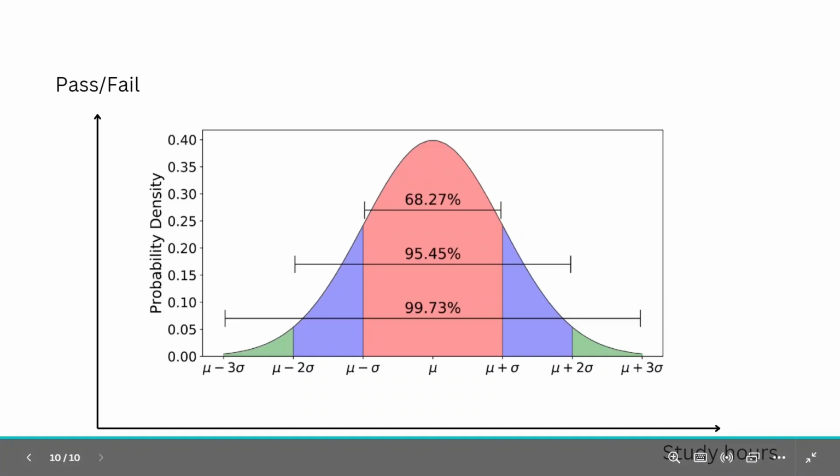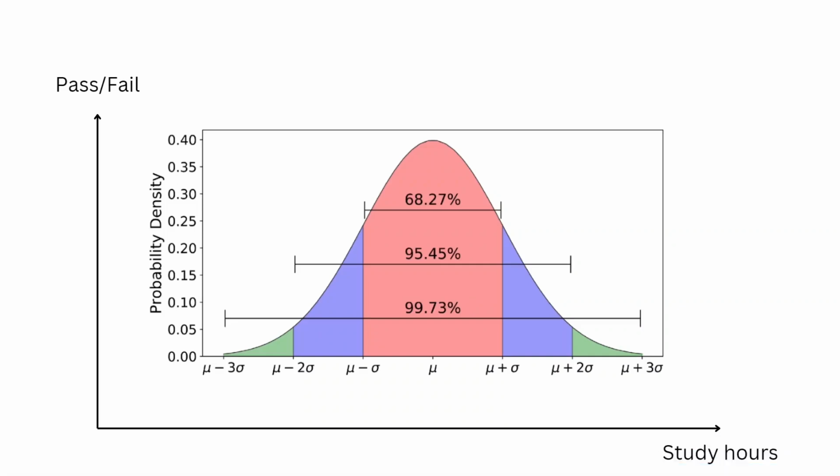Gaussian naive Bayes assumes that this continuous data, that is study hours in this case, follows a bell-shaped curve, which is also known as a normal distribution. So if you were to plot study hours on a graph, you would get this nice smooth curve where most students fall in the middle and fewer students are at the extremes.